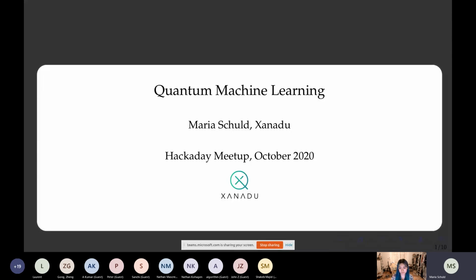And this is not what we'll do today, partially because my personal research over the last 7 or 8 years has brought me quite far away from this question of how can we speed up machine learning with quantum computers.